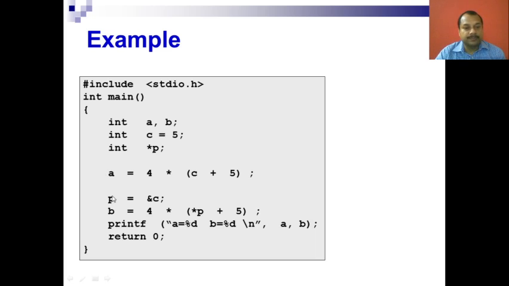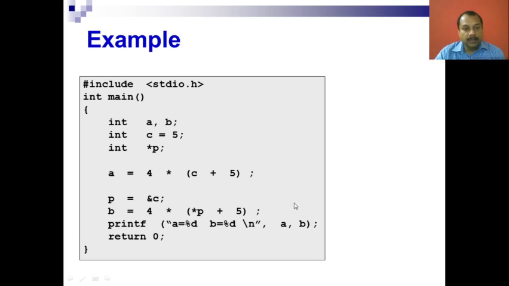Now what I am doing, p equals ampersand c. So the address of c is now stored in p, where p is a pointer variable and its data type is integer, which means p will store the address of a variable whose data type is integer. That way, inside p I can store the address of a or b or c. All three can be stored in p, but not at the same time. At a time, only one.